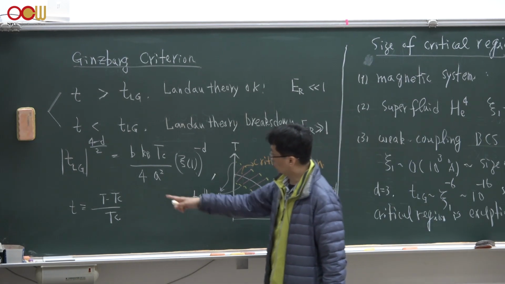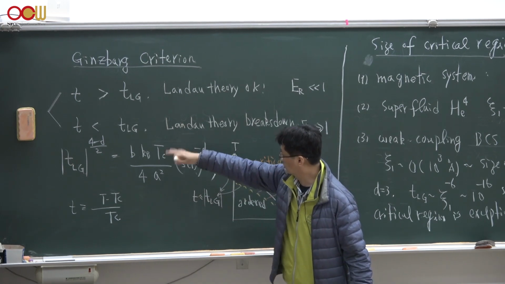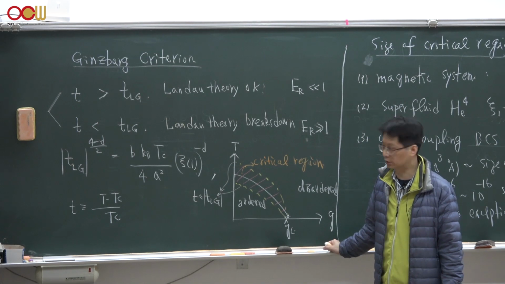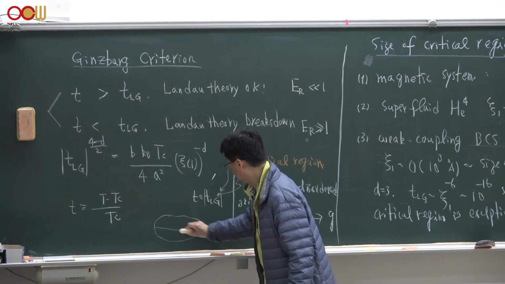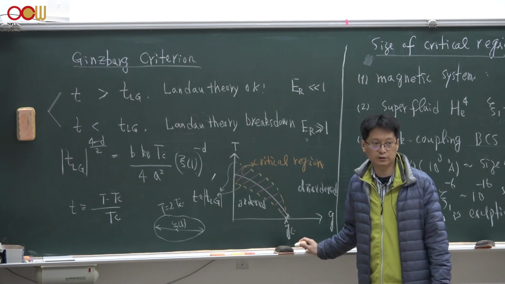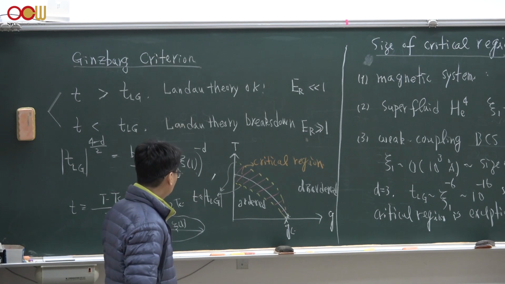And the most important quantity is this t_LG here, which is defined by those prefactors, but the most important quantity is ξ1, which is the correlation length when the temperature reaches 2 times Tc. And this quantity depends on the range of interactions, which we already demonstrated.